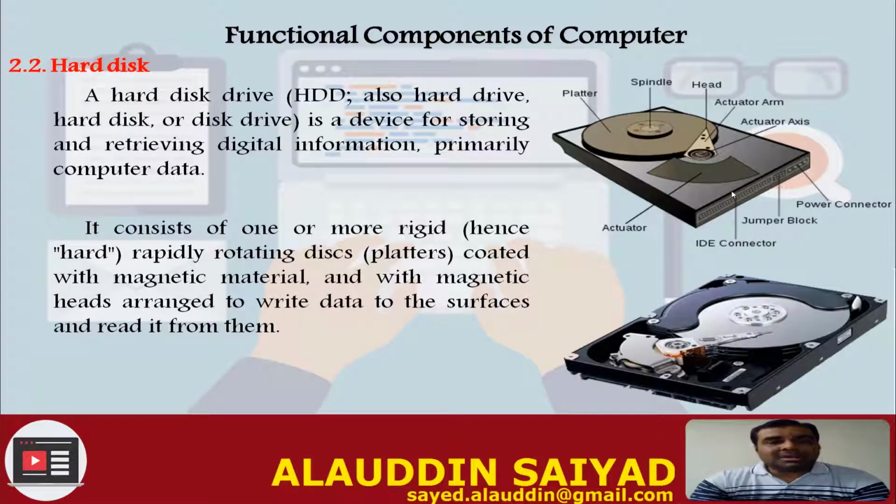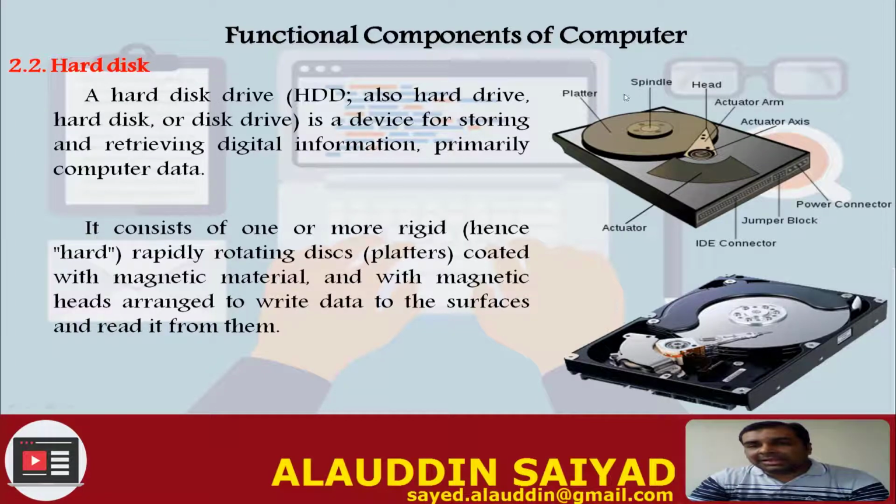A hard disk drive, also hard drive, hard disk or disk drive, is a device for storing and retrieving digital information, primarily computer data. It consists of one or more rigid, hence hard, rapidly rotating disks. You can see in this diagram, there are the rotating disks. You can call it a platter, coated with magnetic material and with magnetic heads arranged to read or write data to the surfaces and read it from them as and when required.